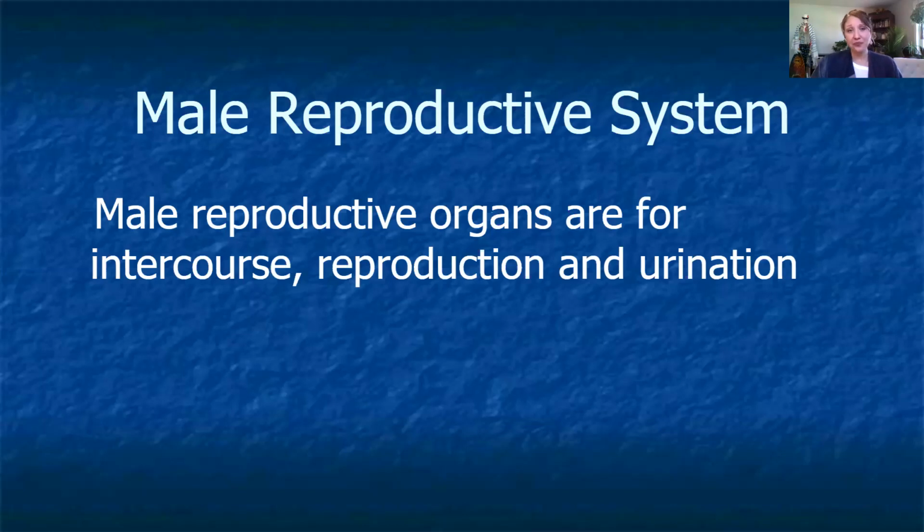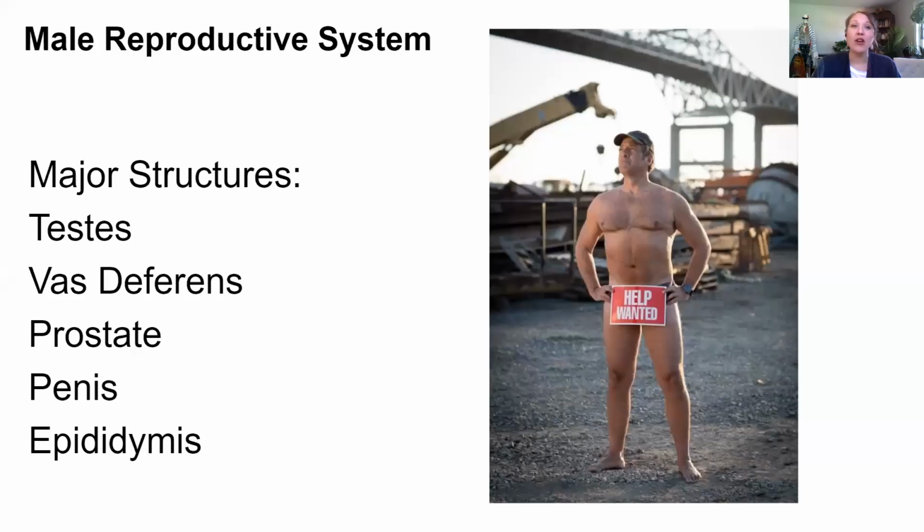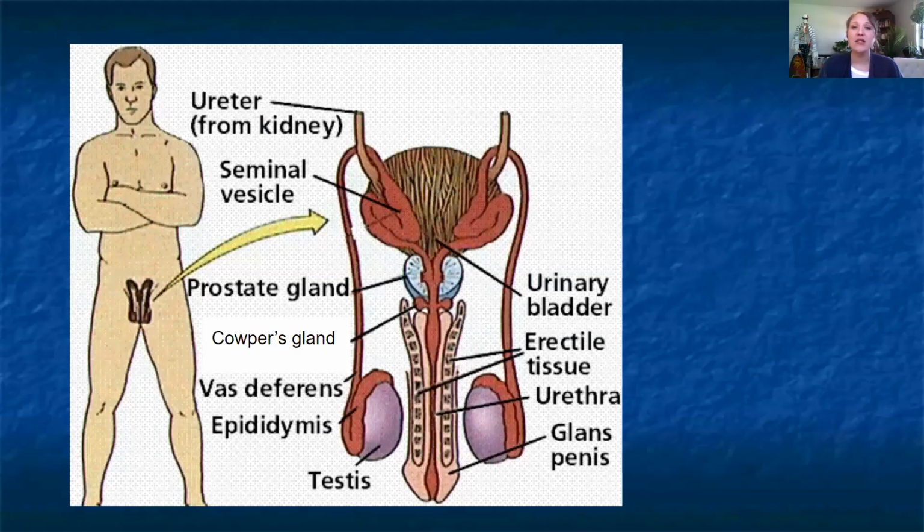We're going to start with the male reproductive system. To be completely honest, the male reproductive system is a lot simpler than the female reproductive system, so that's why we're starting there. The whole system is used for 3 main purposes: intercourse, reproduction, and urination. We're going to focus on the main parts of the reproductive system: the testes, the vas deferens, the prostate, the penis, and the epididymis. Let's start with a diagram of this system, and you can see again that bilateral symmetry. We're going to start from the left side and work our way across.